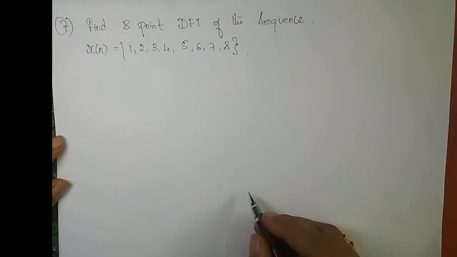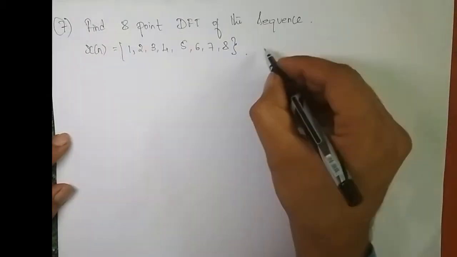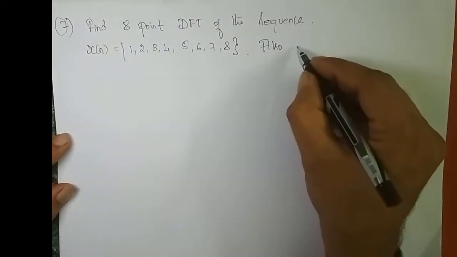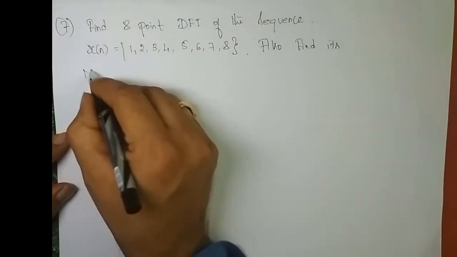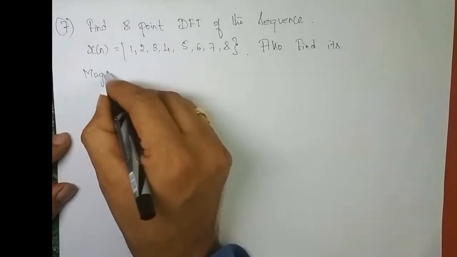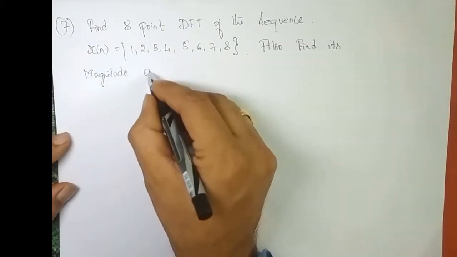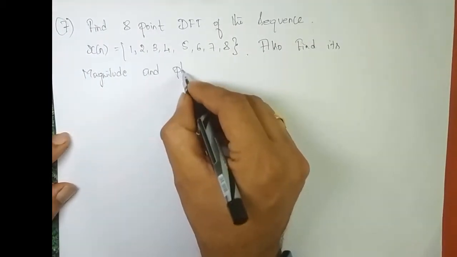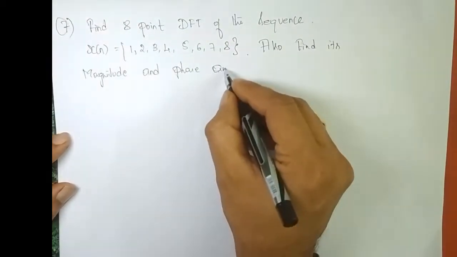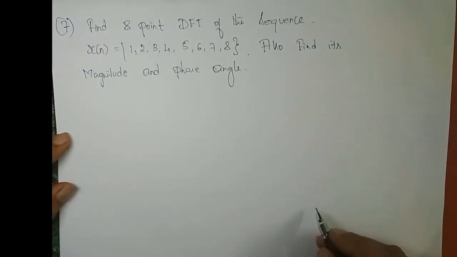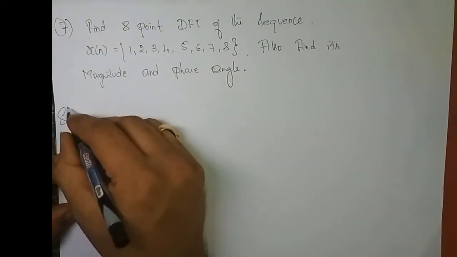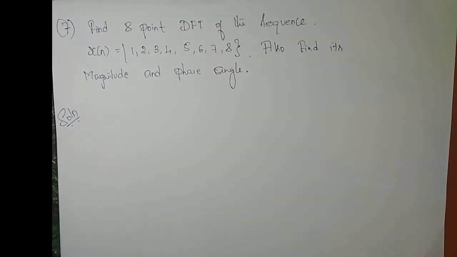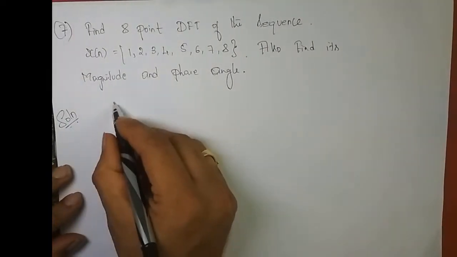So I need to find the 8-point DFT. Also find its magnitude and phase angle. We'll try to solve it. The solution. What is the DFT formula?